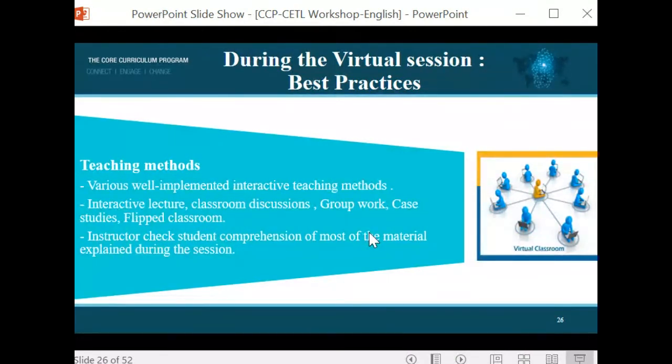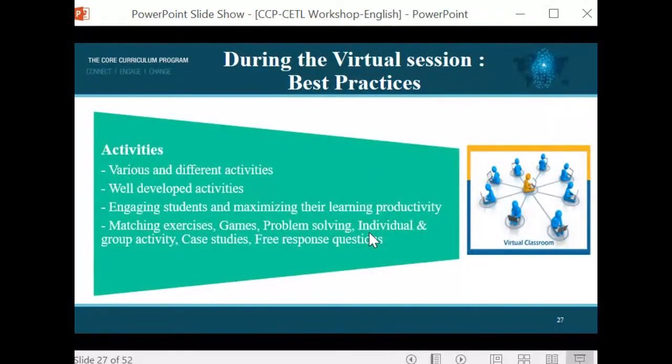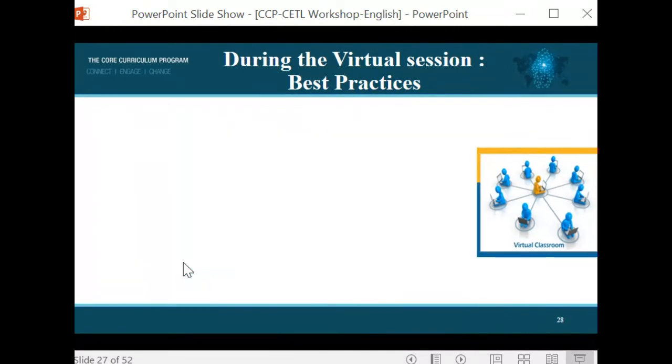Now, for the third component, activities, we try to create various and different activities, well developed, promoting critical thinking. Also, activities should be engaging to students and maximizing their learning productivity. In my session, I have used some matching exercises, games, problem solving, individual and group activity, case study, and some free response questions.